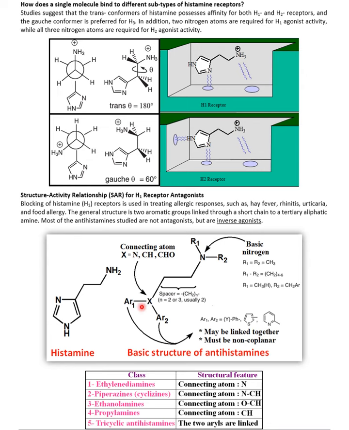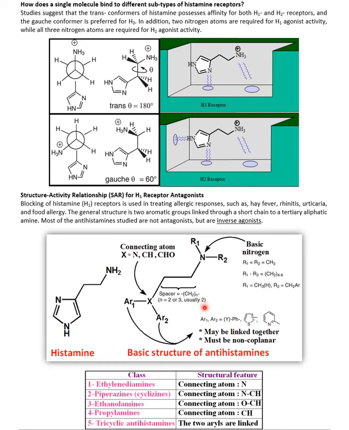Then these two groups are connected with one atom here, in this case the X. Examples of the atoms that could connect these aromatic groups are nitrogen or CH or CHO, and each one of these gives us classes or names. And then the X atom here is connected through a link, and this link is usually 2 to 3 atoms, with 2 as the preferred one for the antihistaminic activity.